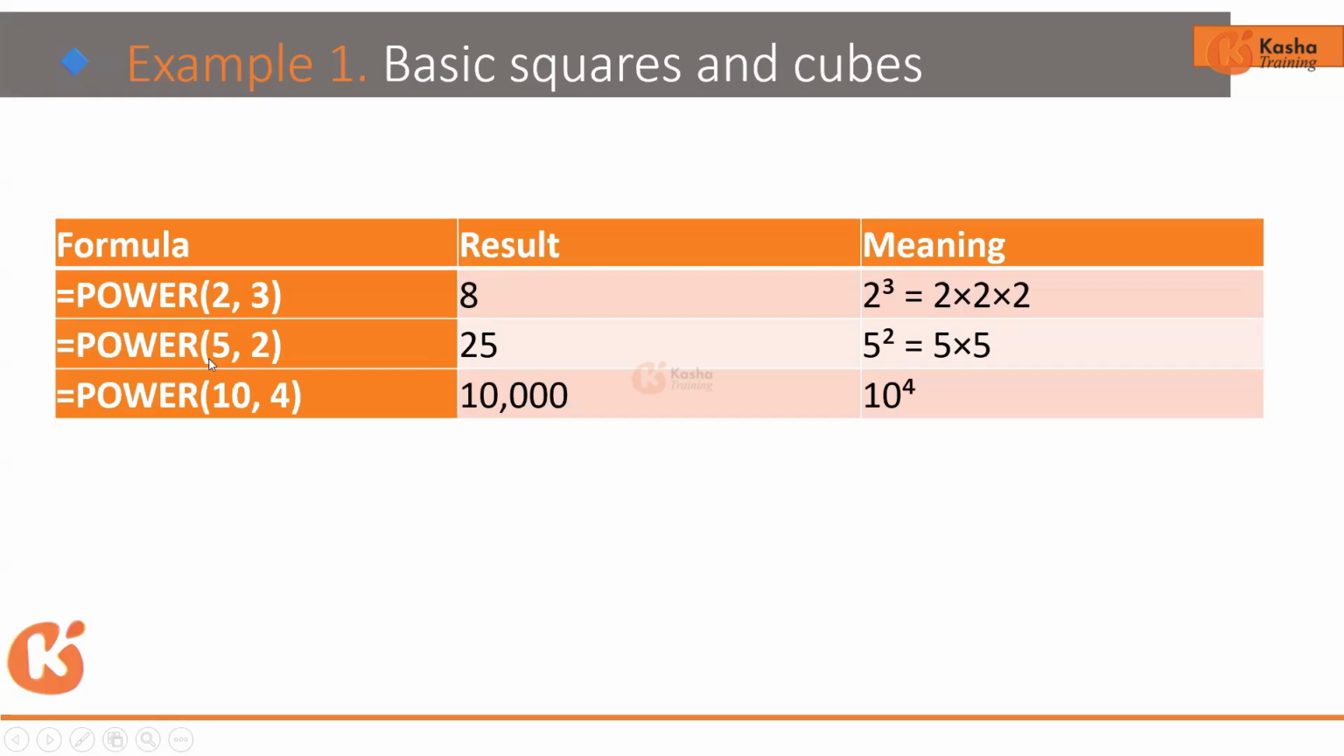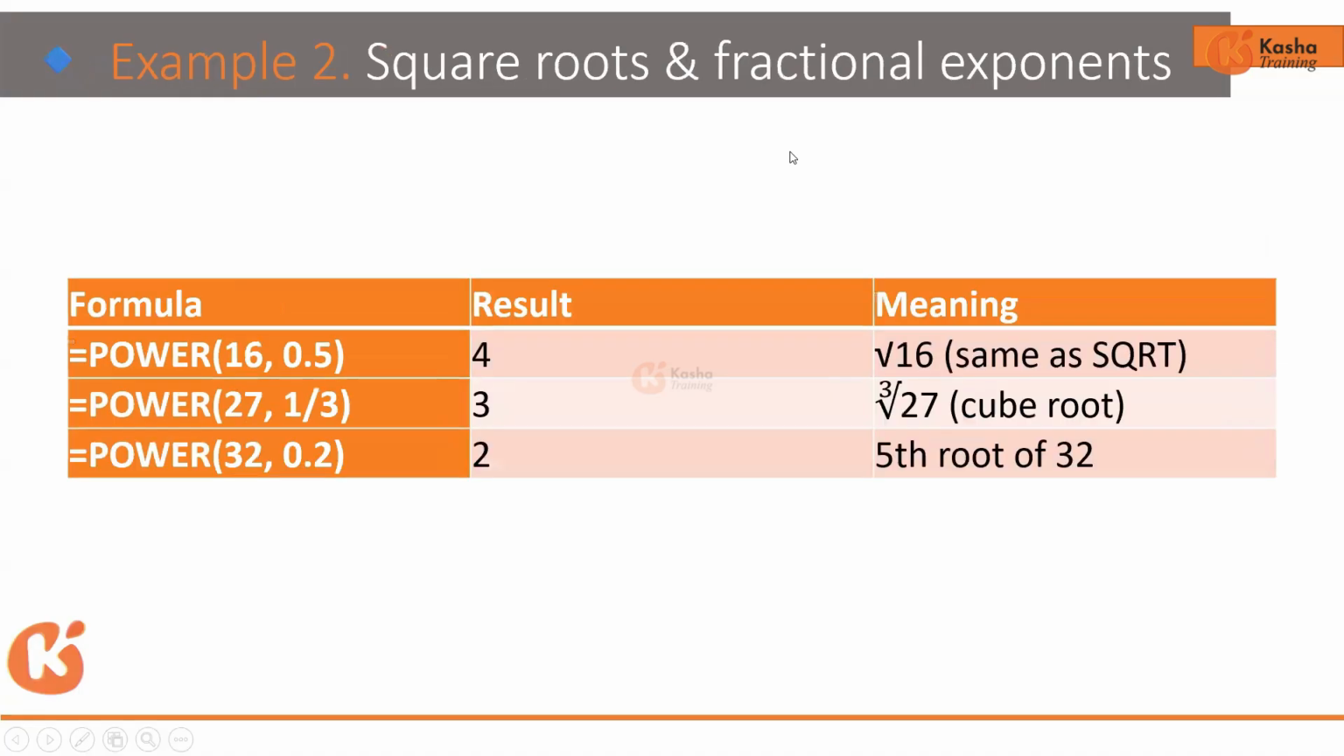Now this is 5 and you want to raise it to the exponent of 2. So 5 into 5, the result is 25. Then there is the power 10 to 4, so you want 10 multiplied four times, and that becomes 10,000. So this is the example of basic squares and cubes. Let's see some more examples.